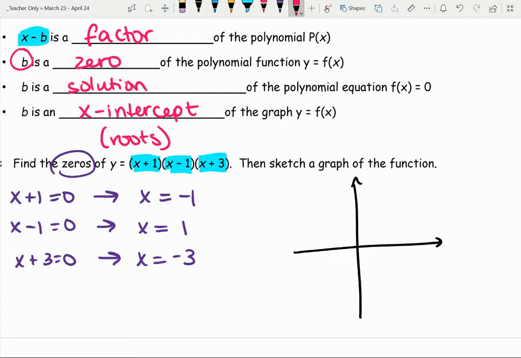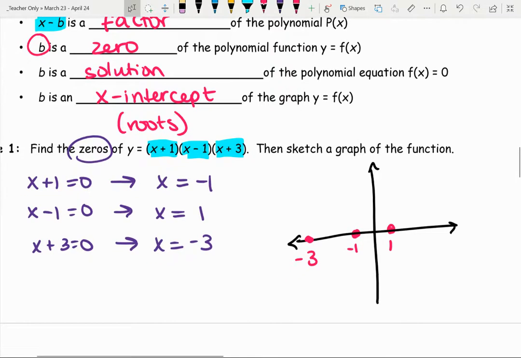So I'm going to make a note of those values. I'm going to do a little estimation here, but I've got negative 1, I've got 1, and I've got 3. Whoops, excuse me, that should be negative 3. Fix that right up. Negative 3. So I have those x-intercepts, but I can also think about my end behavior to help me kind of place everything in the right spot.